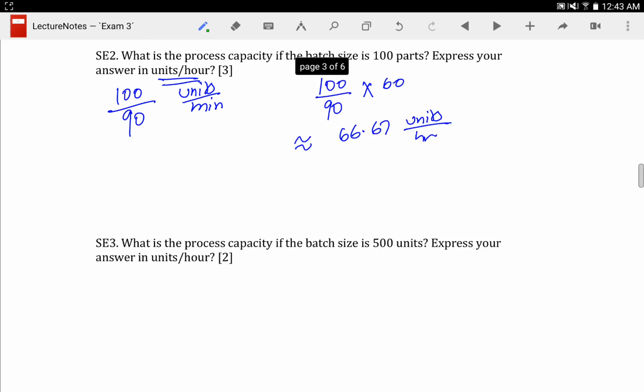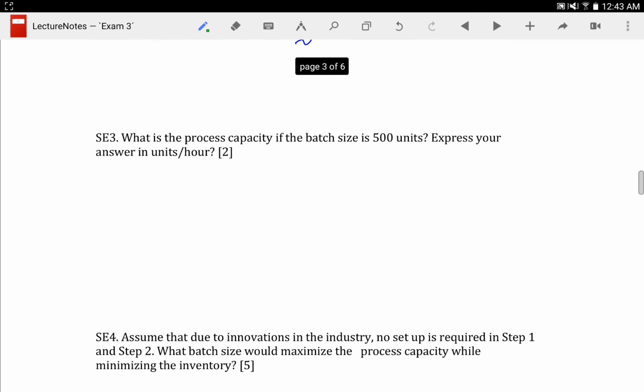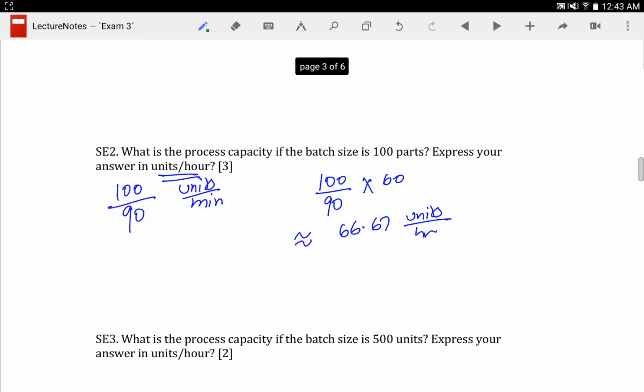Alright, let's get to a different one. Let me use green now. So what is the process capacity if the batch size is 500 units? It's the same question, do it again with B equal to 500.